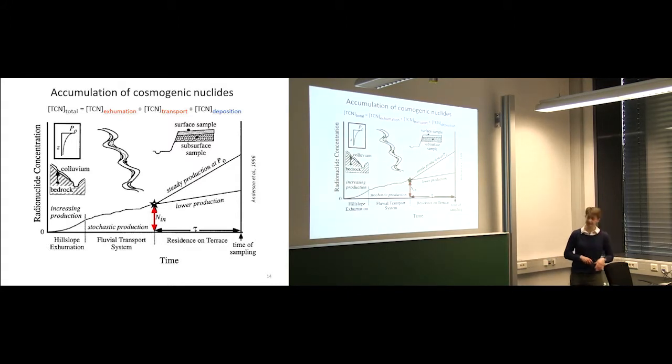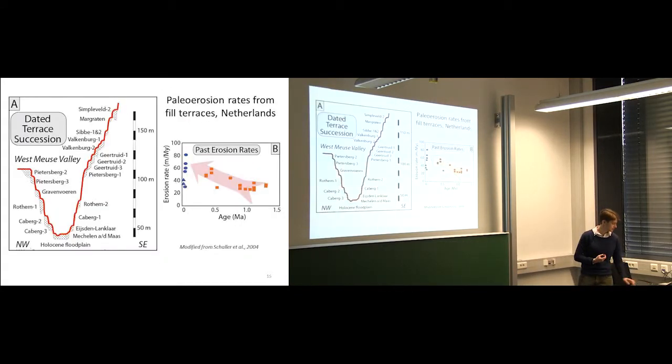Okay, so now imagine the case where you don't have just one terrace, but you actually have a whole series of terraces, such as here. This is along the West Meuse Valley in the Netherlands. And what was done in this study by Miriam Schaller et al. is they first had dates for all these different terraces. They went back to almost 1.3 million years ago.